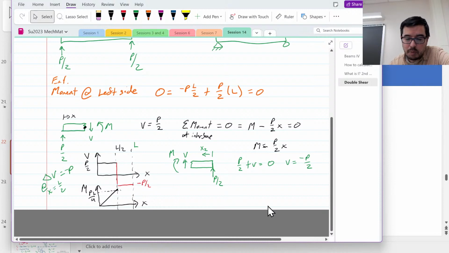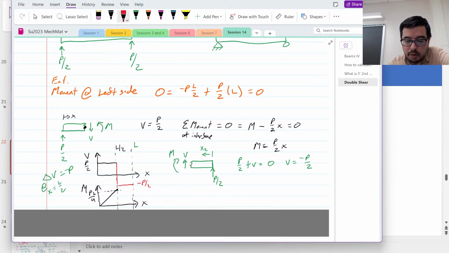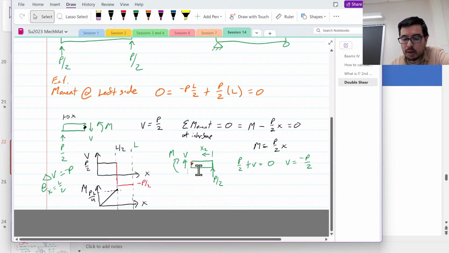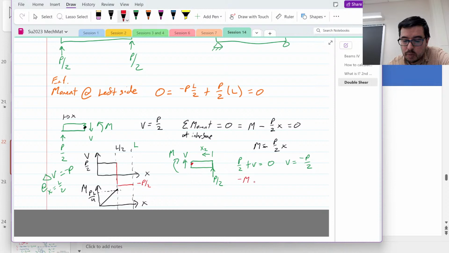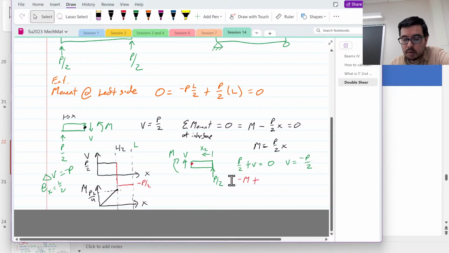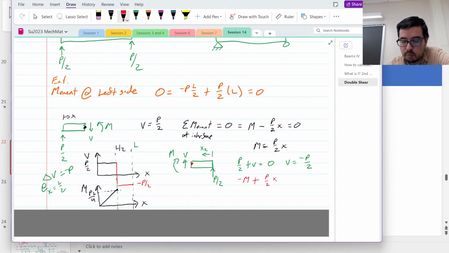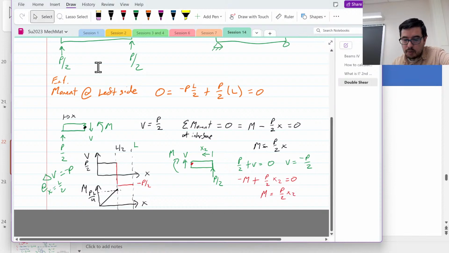Now, what about M? Well, let's do the sum of the moments, and we'll do them about here. Why are we doing them there? So that we don't have to use a V as well. So in this case, we have what looks like a minus M plus P over 2 times X2. So once again, we get M is equal to P over 2 times X2, and this is being defined where this is 0.